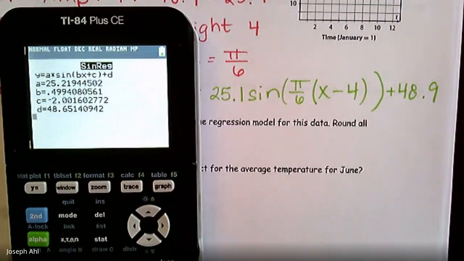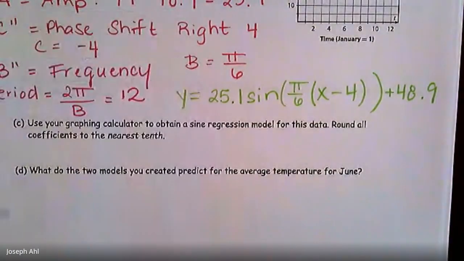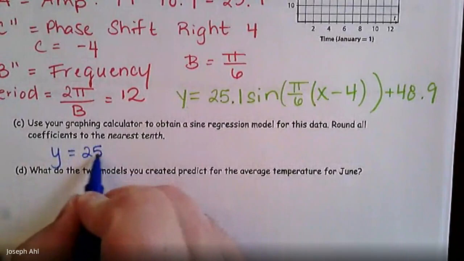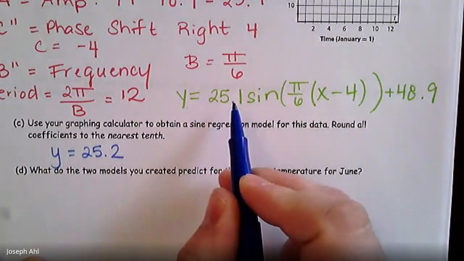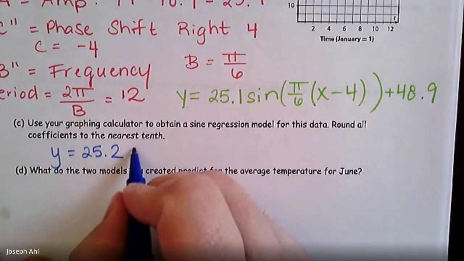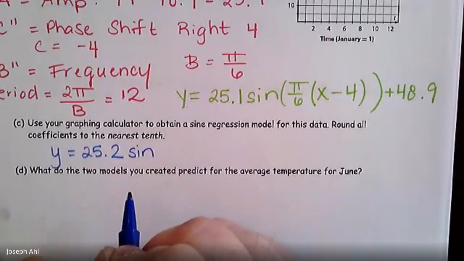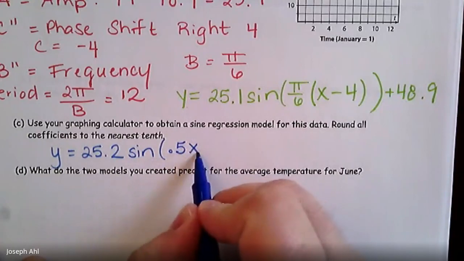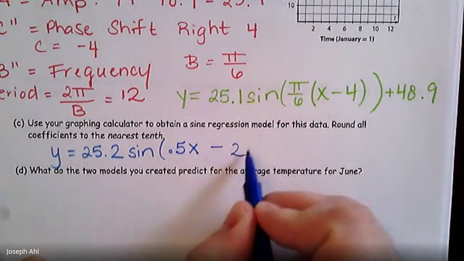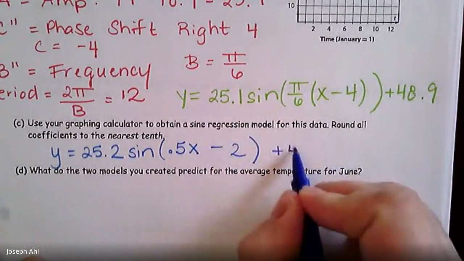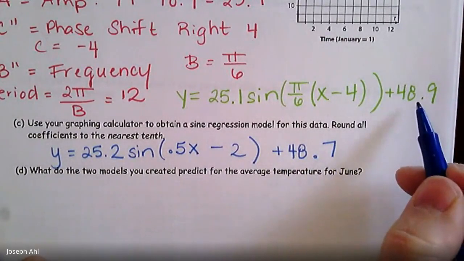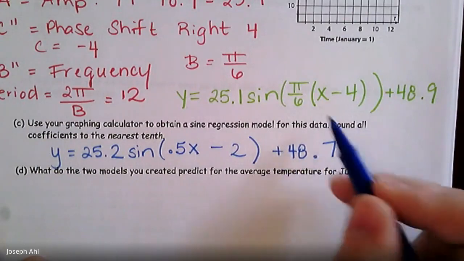So let's go ahead and write down that equation here. It says round to the nearest 10th. So I got y equals 25.2, which was pretty close to our amplitude of 25.1, sine of, and then the value of b to the 10th place is 0.5, and then c is -2, plus 48.7. So our midline that we had at 48.9, really close to what the midline is here.